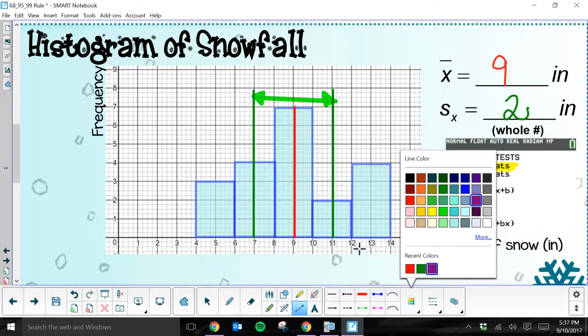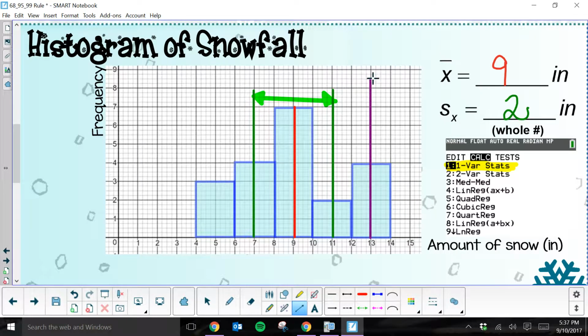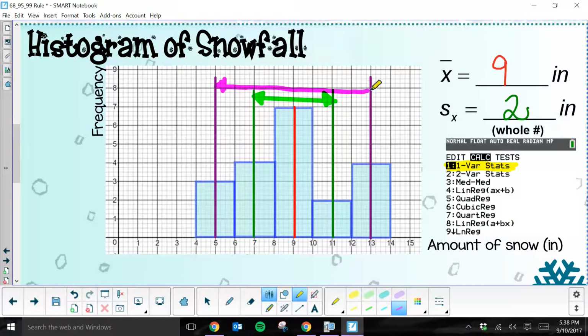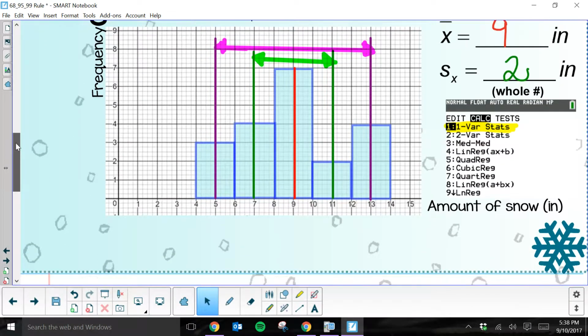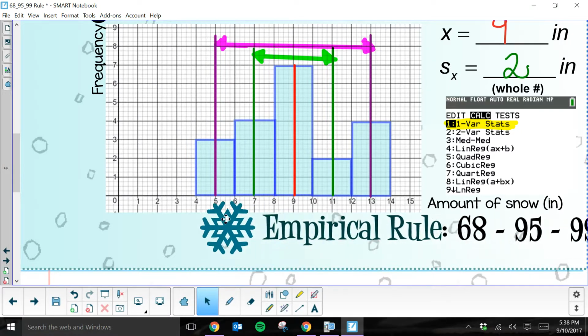And then I could do this again. We're going to go up another 2 inches to 13 inches. And we're going to go down another standard deviation, to 5 inches of snow. We're going to ask the same question. What percent of the days got between 5 inches and, let's go all the way over here, I know it's a little crooked, I'm sorry, 13 inches of snow? What percent of the days got between that and that? And those are the questions that this empirical rule can answer.